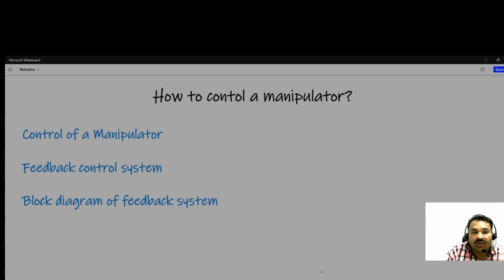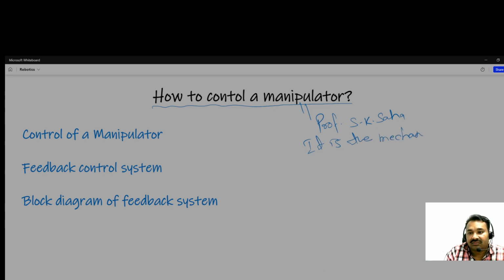Let us talk about how to control a manipulator. What is a manipulator? As per the book of Professor S.K. Saha, it is the mechanical structure of the robot.